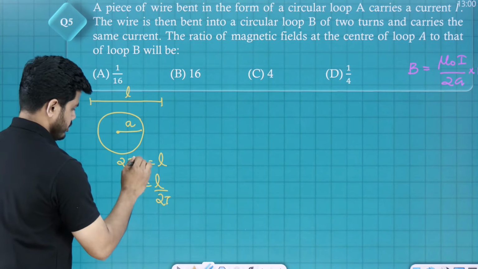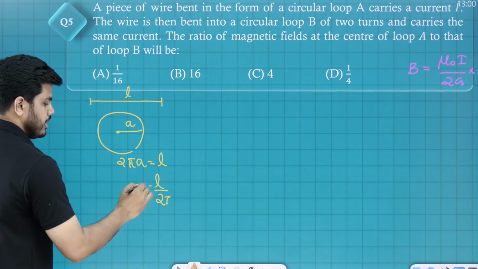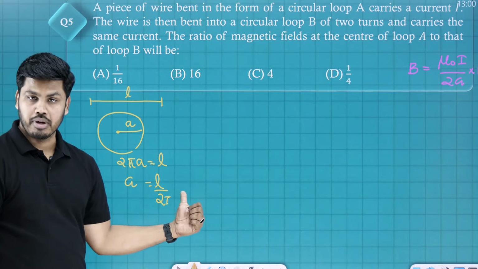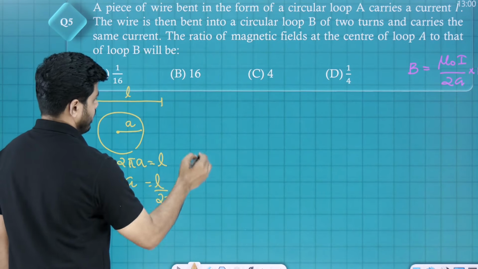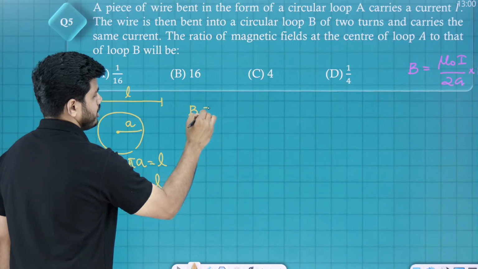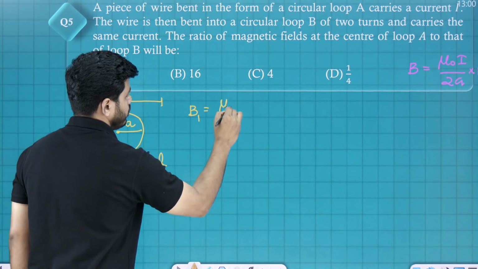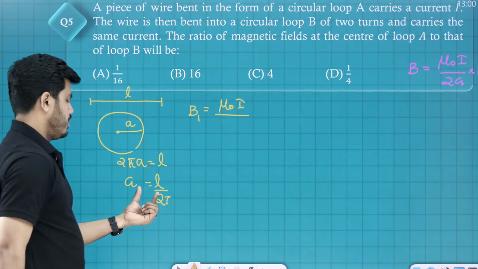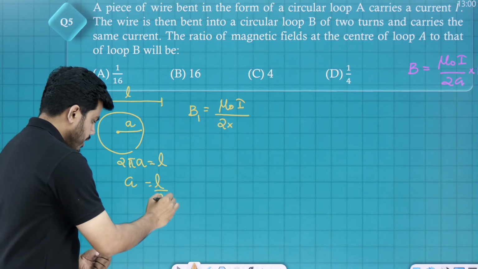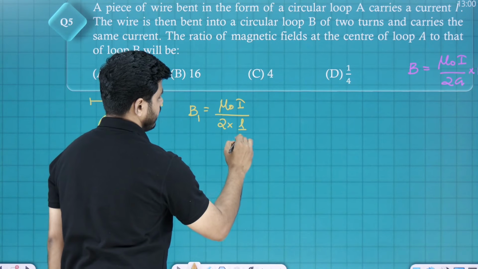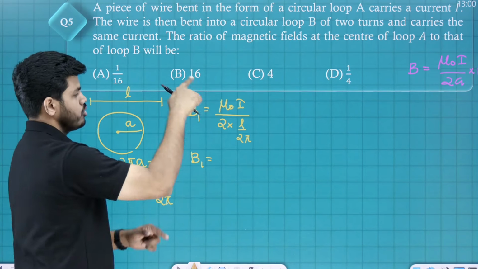We use the same letter, otherwise it will be confusing. So 2 pi A is equal to L. Therefore, A is equal to L by 2 pi. This is what happens when you bend the wire to form one loop. So what will be the magnetic field? For loop A, I'm going to take the magnetic field as B1. B1 is equal to mu naught I divided by 2A. What is our A? L by 2 pi. So the 2 gets cancelled, and B1 is equal to mu naught I, with that pi going up.